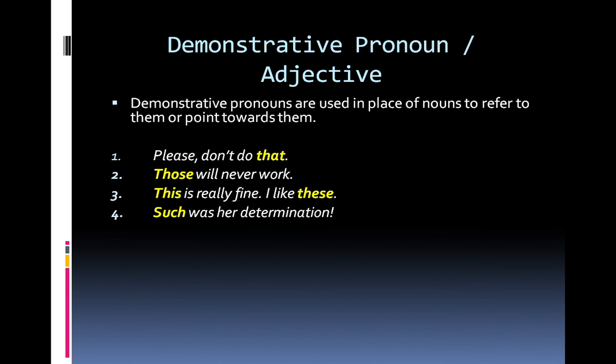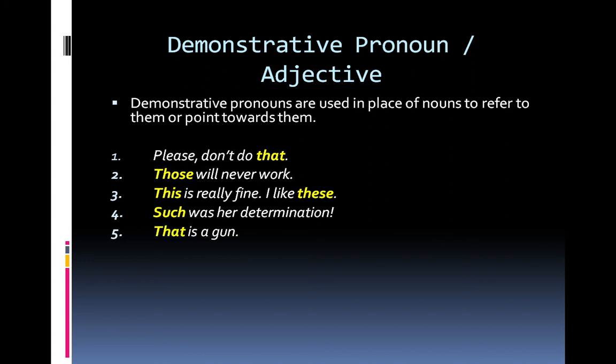Such was her determination. What's the subject of this sentence? Such was, linking verb, her determination, complement, SVC. So functioning as the subject of the sentence makes it a pronoun. The noun towards which this word such points is missing. It has been omitted. It has taken the place of that noun. That makes it demonstrative pronoun.